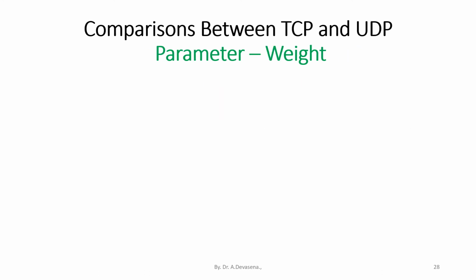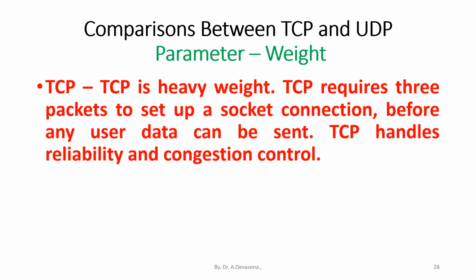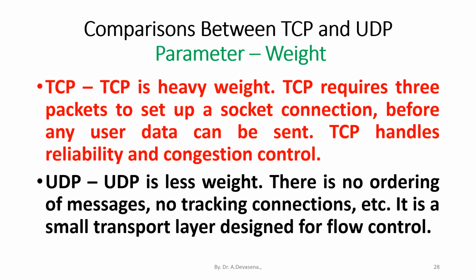The parameter we consider now is weight. TCP is heavyweight. TCP requires 3 packets to set up a socket connection before any user data can be sent. TCP handles reliability and congestion control. UDP is lightweight. There is no ordering of messages, no tracking connections, etc. It is a small transport layer designed on top of IP.